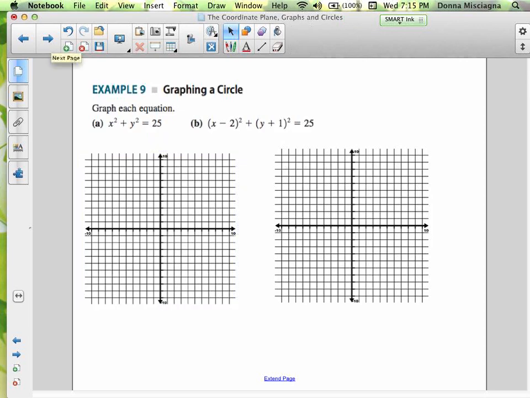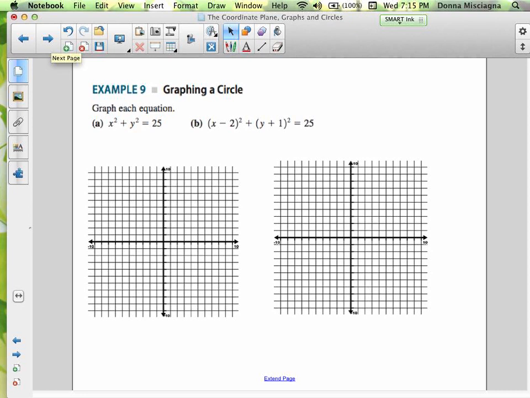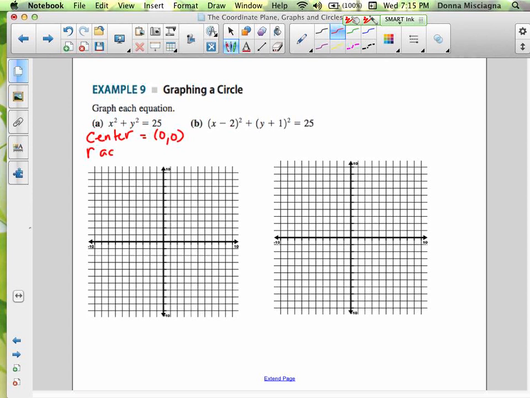All right, so graph each equation. Here you have a coordinate plane. It might look slightly different than mine, but it's close enough. Our center, since we have nothing added to x or y, is (0, 0). The 25 is r squared, so our radius is the square root of 25, or 5. They liked 25. They put it in both questions there.